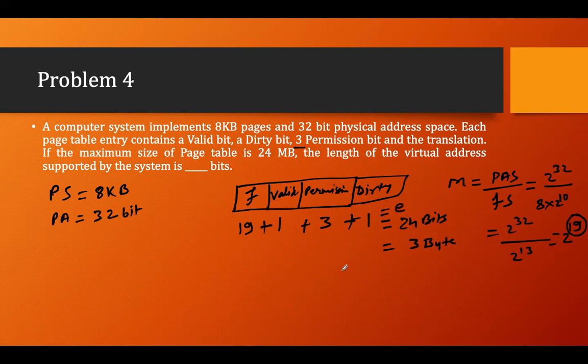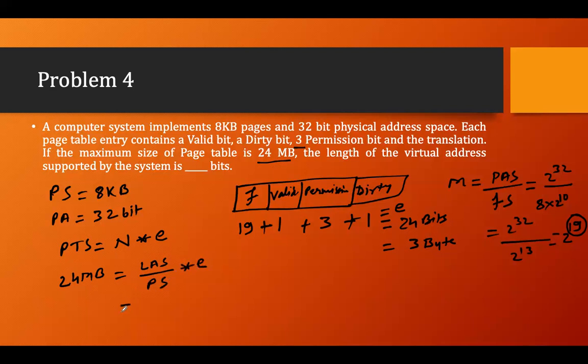Now let's talk about the next thing. If the maximum size of the page table is 24 MB, so the page table size has been given. What is the formula for that? Page table size equals the number of pages into entry size. So the page table size is given as 24 MB. And how will we find n? N is nothing but logical address space divided by page size, and the entry size is e, right?